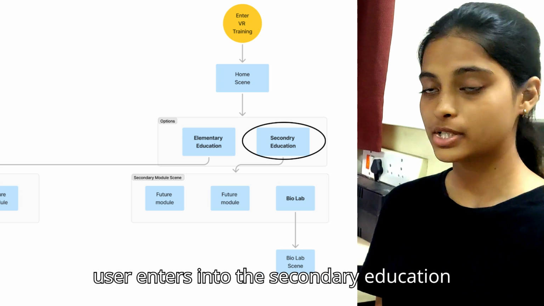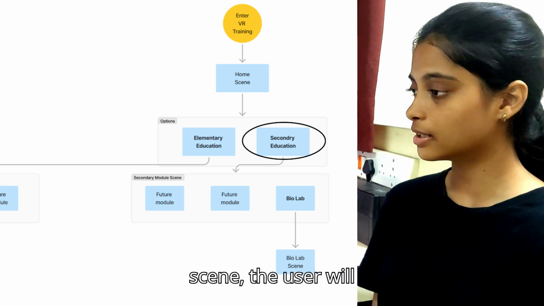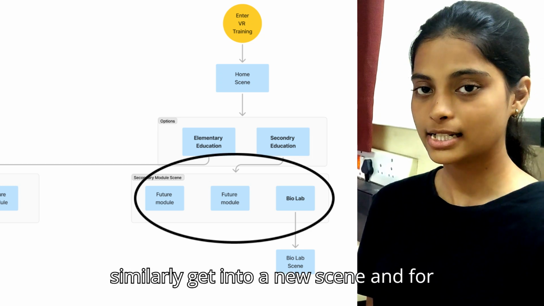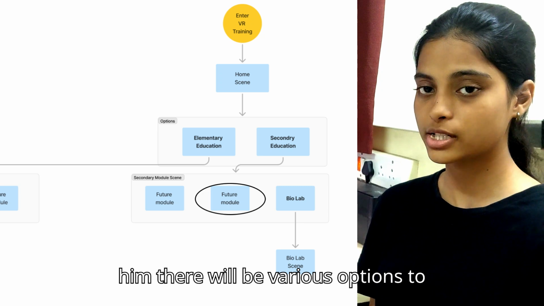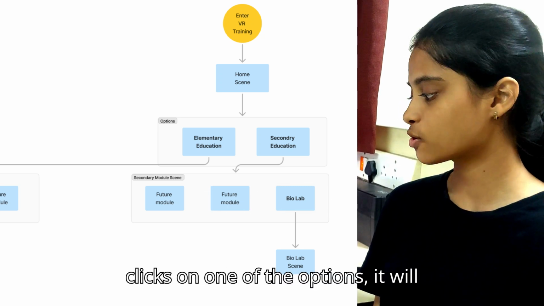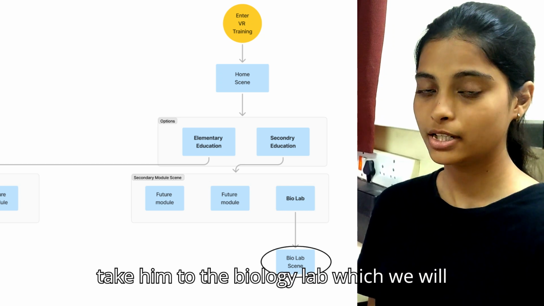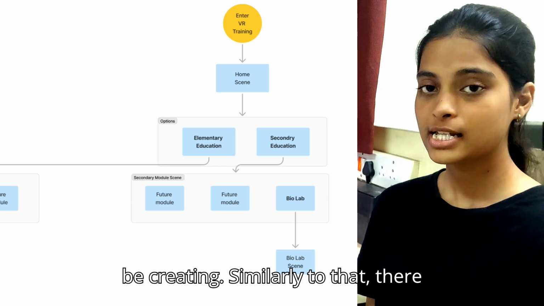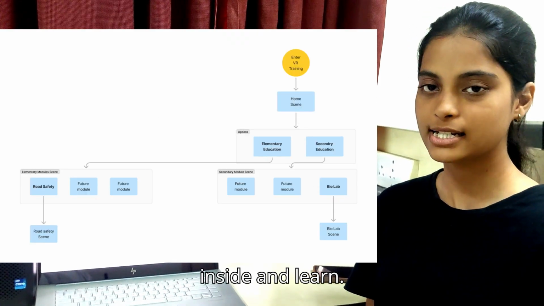Whereas if the user enters into the secondary education scene, the user will similarly get into a new scene, and for him there will be various options to get inside it. When the user clicks on one of the options, it will take him to the biology lab which we will be creating. Similarly, there will be other options for the user to get inside and learn.